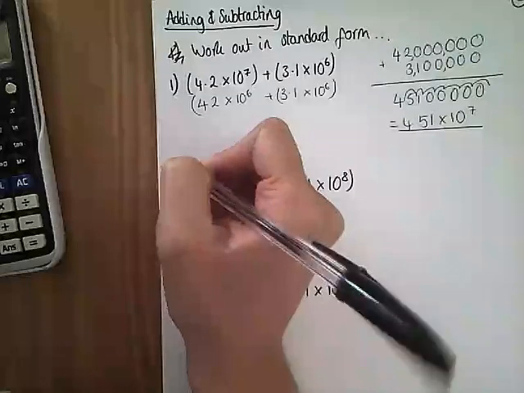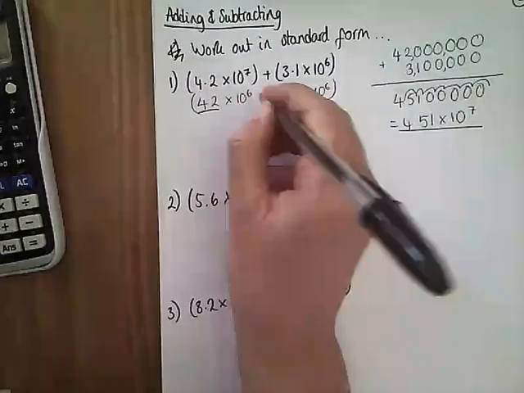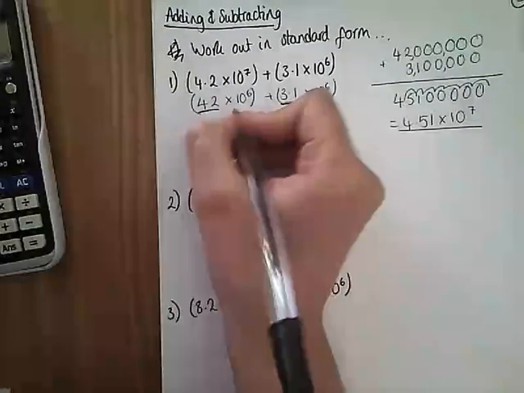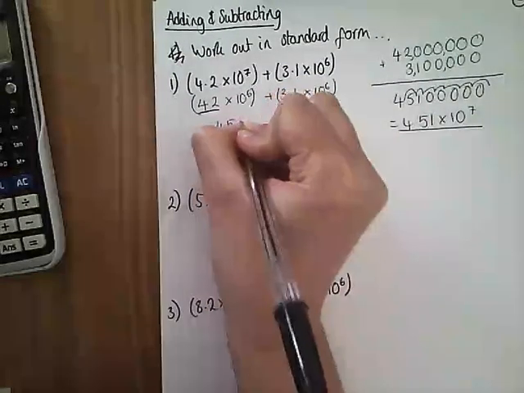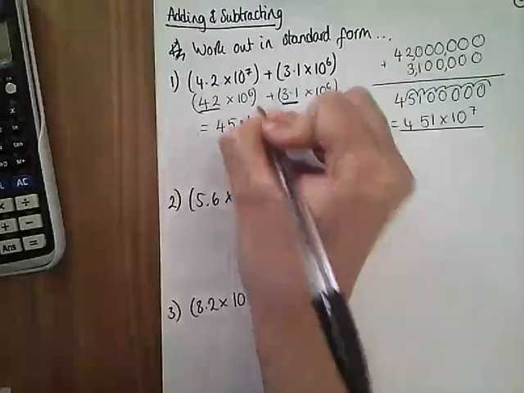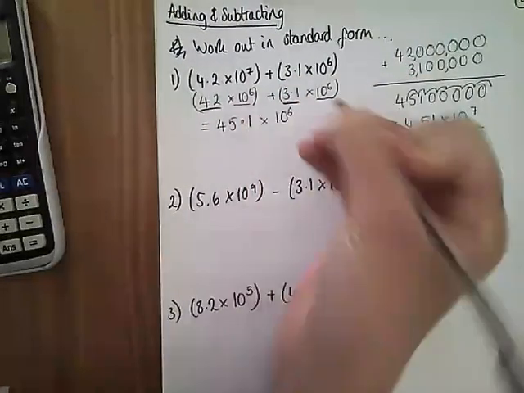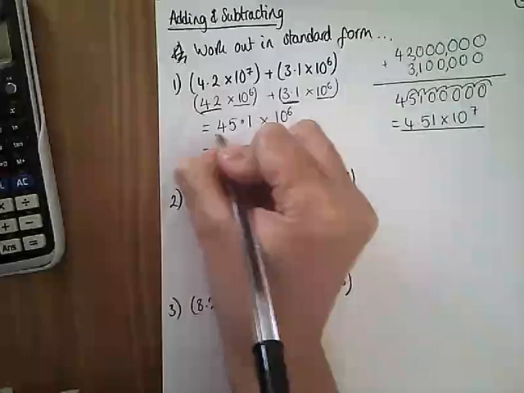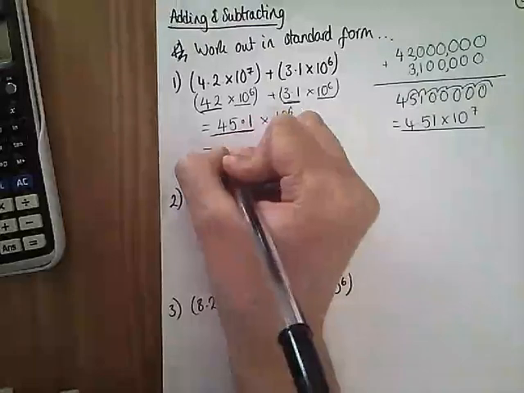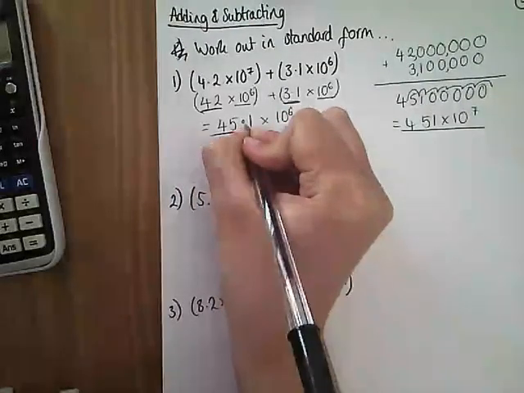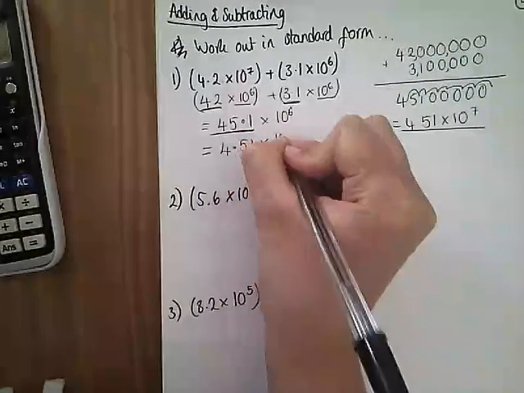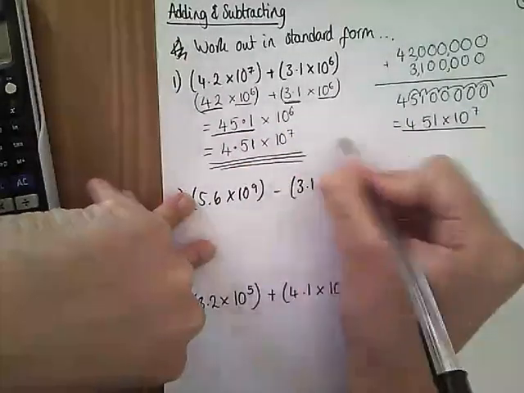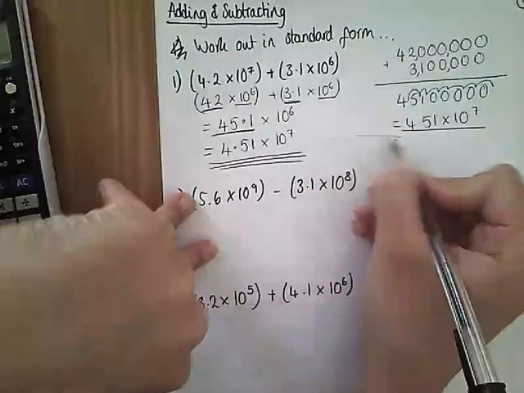Okay? You then add your two numbers, just like we did on the last one. So 42 plus 3.1 is 45.1. Your 10 to the power stays the same, so it's 10 to the power of 6 because they're both the same power. And then you have to put that in standard form. It's not in standard form because that is not between 1 and 10. So you put the decimal point over 1, which means that I have to increase my hops. So it's 4.51 times 10 to the 7. Obviously, these are the same. It doesn't matter which way you do it as long as you are happy.